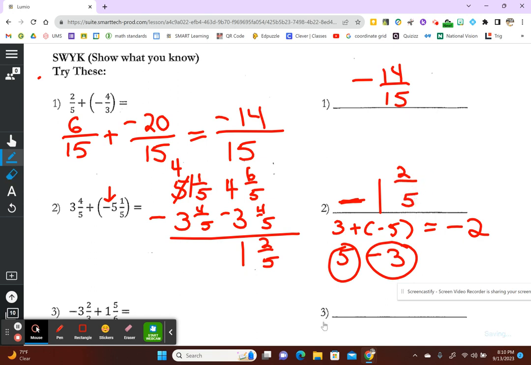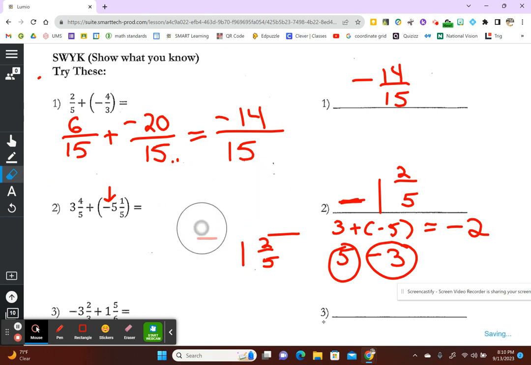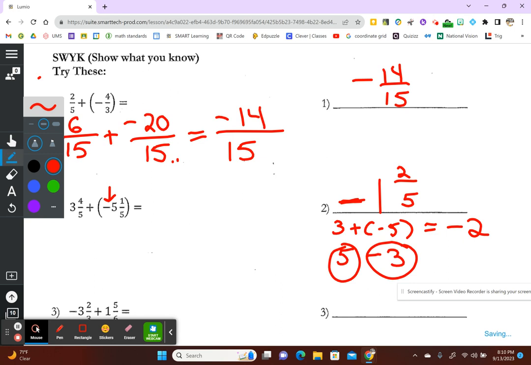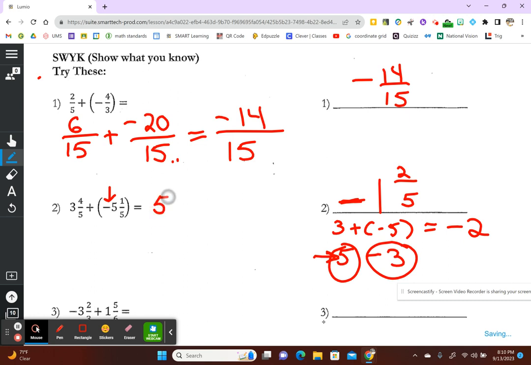This is not the only way to do the problem. So I'm going to show you another way. But the thought process at the beginning is the same. You have to say, take the big number, subtract the small number. So I know it's going to be 5 1/5 minus 3 4/5. And I know my answer is going to be negative. That's the kind of thing you take care of first. You find the sign, you put it on the line.